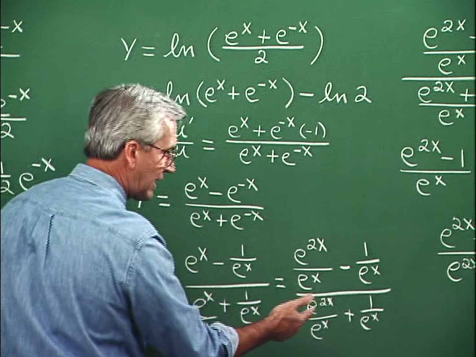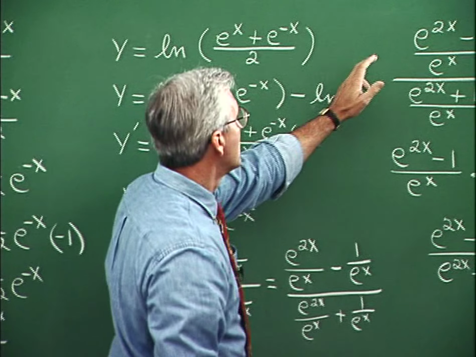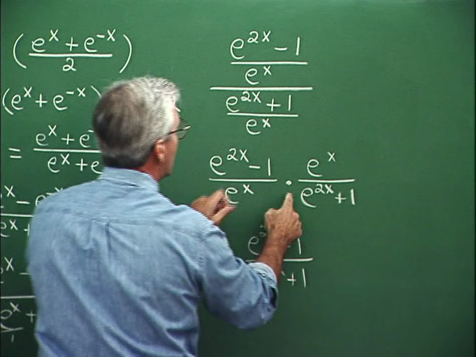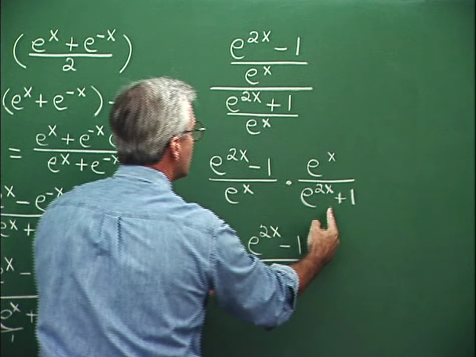And both of those fractions are over e to the x. Let's continue up here. So e to the 2x minus 1 over e to the x in the big numerator, and in the big denominator, e to the 2x plus 1 over e to the x. Well, this is fraction divided by fraction, or fraction times the reciprocal of this. So it's the big numerator fraction times the reciprocal of this becomes this. The e to the x's cancel, and we have e to the 2x minus 1 over e to the 2x plus 1.